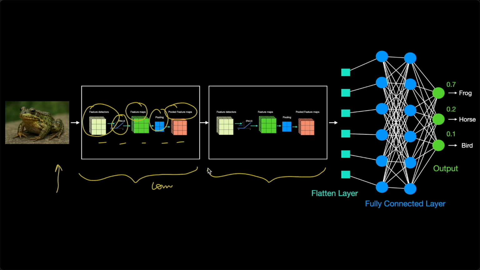Okay, and we repeat this convolution a few times, and at the end we take the pooled feature map, flatten it, and feed it to the neural network, where it passes through the hidden layer, and at the end the output layer, where our neural network makes predictions about the input image, whether it is frog, horse, or bird.